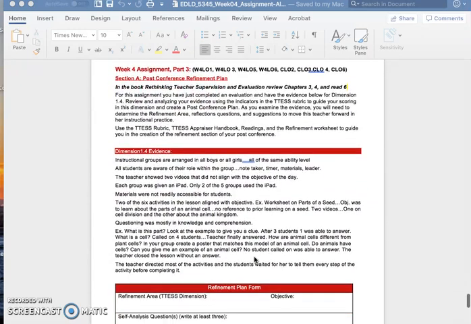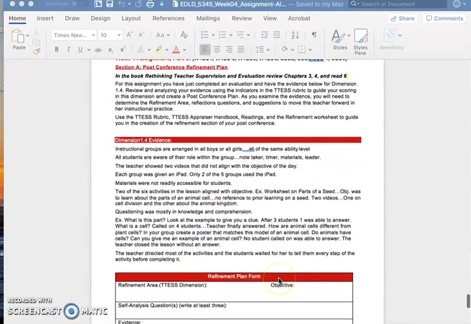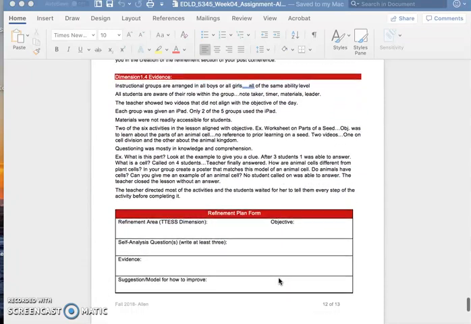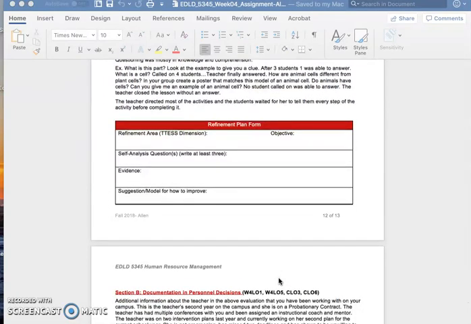Part 3 of the assignment looks more at the post-conference and refinement plan. So we've given you some evidence on a teacher that's really kind of struggling, so you're going to want to review it. Look at the rubric, think how they're going to score out. Pick a lower level to create a refinement plan. Put your refinement area there.